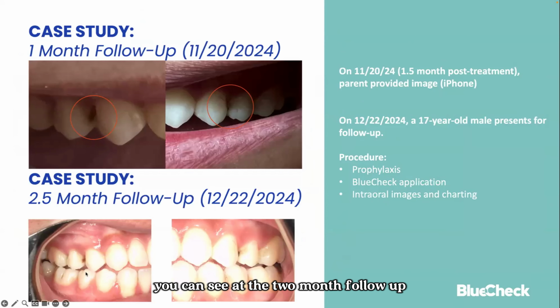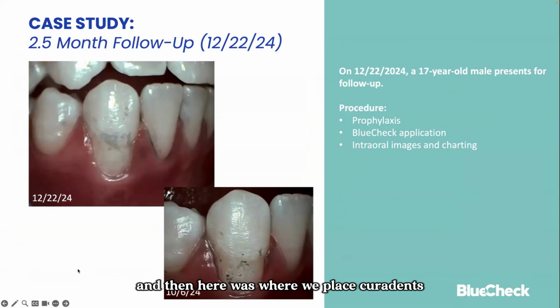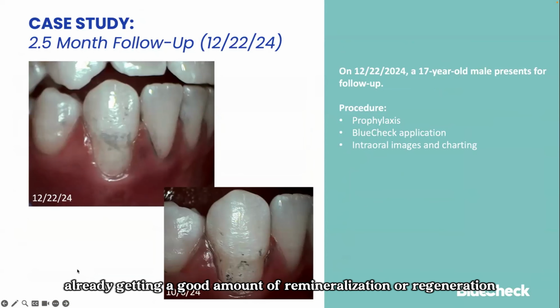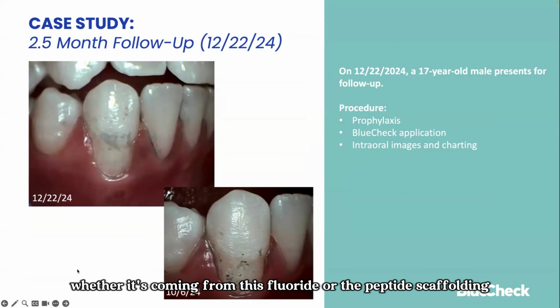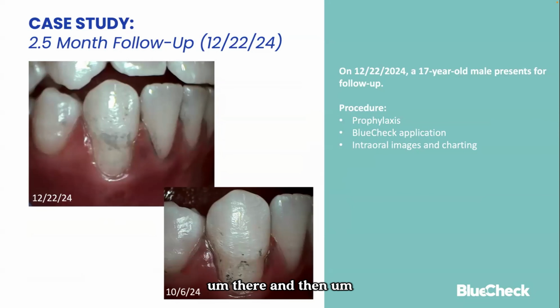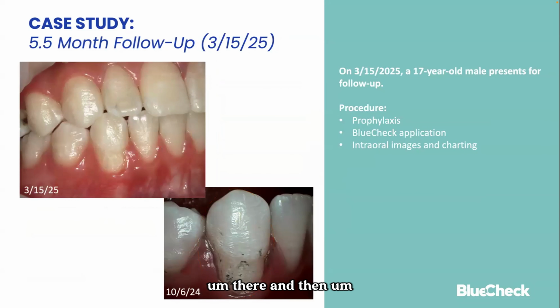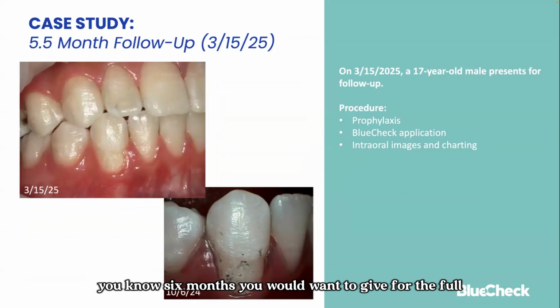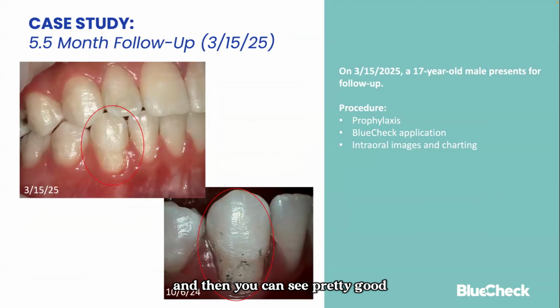Here's a little bit better of a picture. You can see at the 2-month follow-up, and then here was where we placed Curodont. So you can see at 2.5 months, already getting a good amount of remineralization or regeneration, whether it's coming from the fluoride or the peptide scaffolding there. And then here is the full treatment time, which I think is about 6 months you would want to give for the full effect. And then you can see pretty good results.